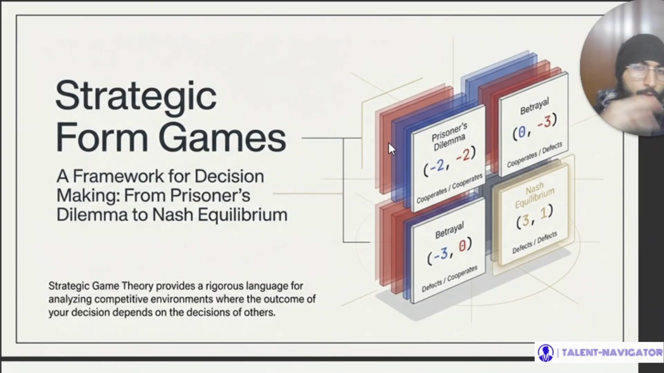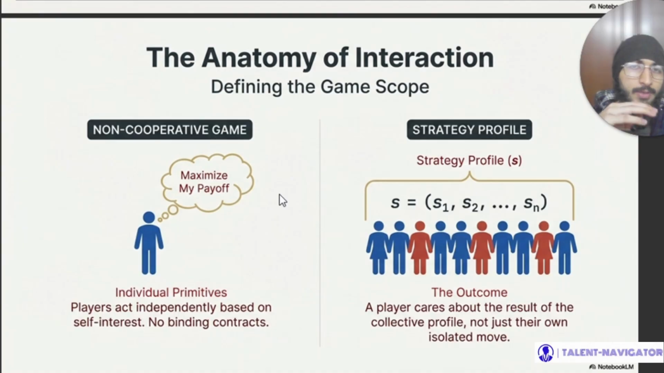So in this video, we'll be going over strategic form games. We'll be covering topics like prisoner's dilemma and Nash equilibrium in this video. So firstly, we'll be discussing the anatomy of interaction. First is the non-cooperative game. That is the concept we'll be discussing.